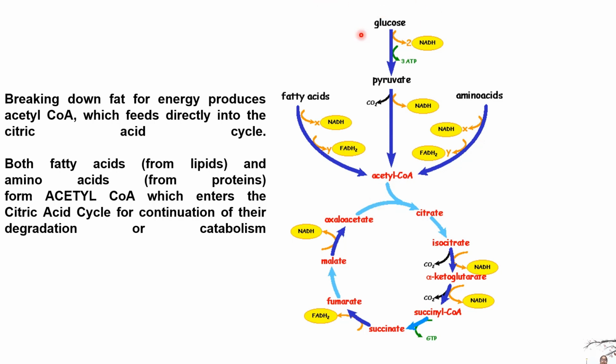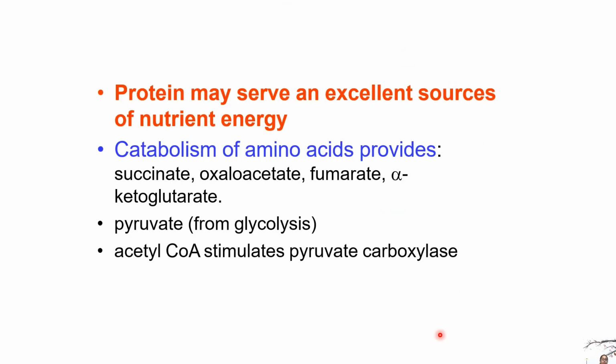Okay, so the carbohydrate part is pretty easy, glucose, pyruvate, but amino acids and fatty acids, like proteins and lipids, also ultimately end up in the Krebs cycle. So proteins may serve as excellent sources of nutrient energy. Now catabolism of amino acids provides succinate, oxaloacetate, fumarate, alpha-ketoglutarate, pyruvate from glycolysis, and acetyl-CoA stimulates the pyruvate carboxylase.